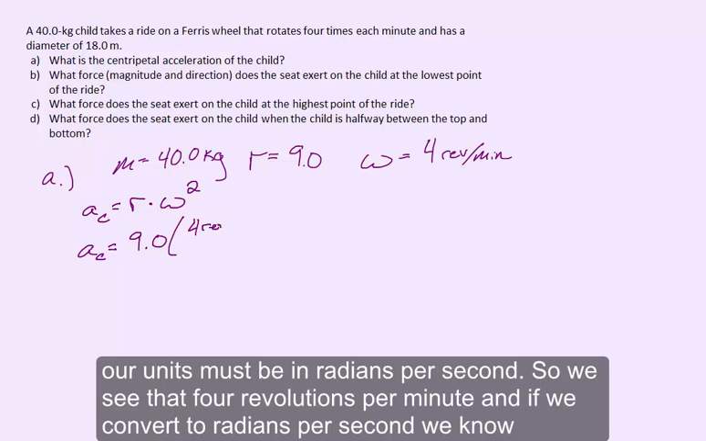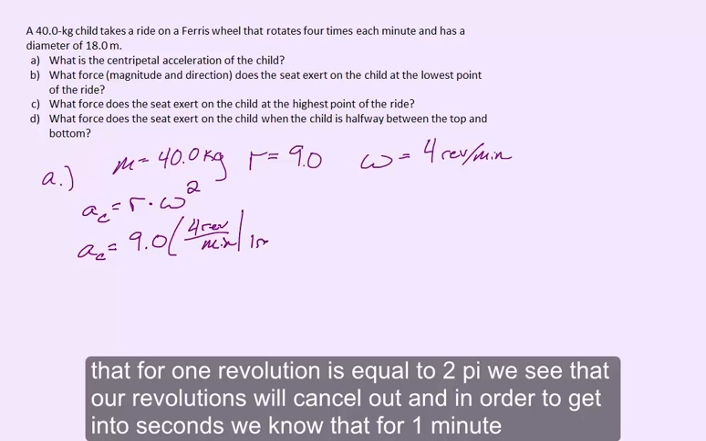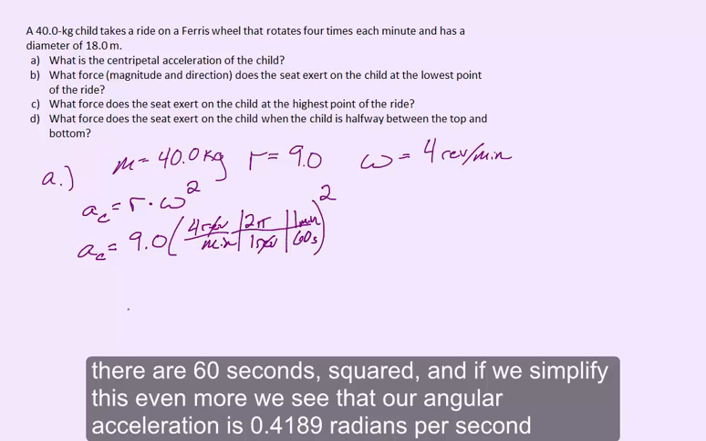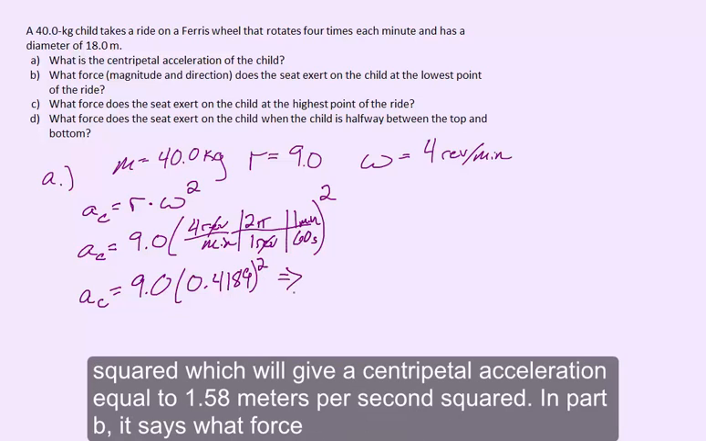So we see that 4 revolutions per minute, if we convert to radians per second, we know that 1 revolution is equal to 2 pi. You see that our revolutions will cancel out. And in order to get into seconds, we know that for 1 minute, there are 60 seconds. And if we simplify this even more, we see that our angular velocity is 0.4189 radians per second, which will give a centripetal acceleration equal to 1.58 meters per second squared.